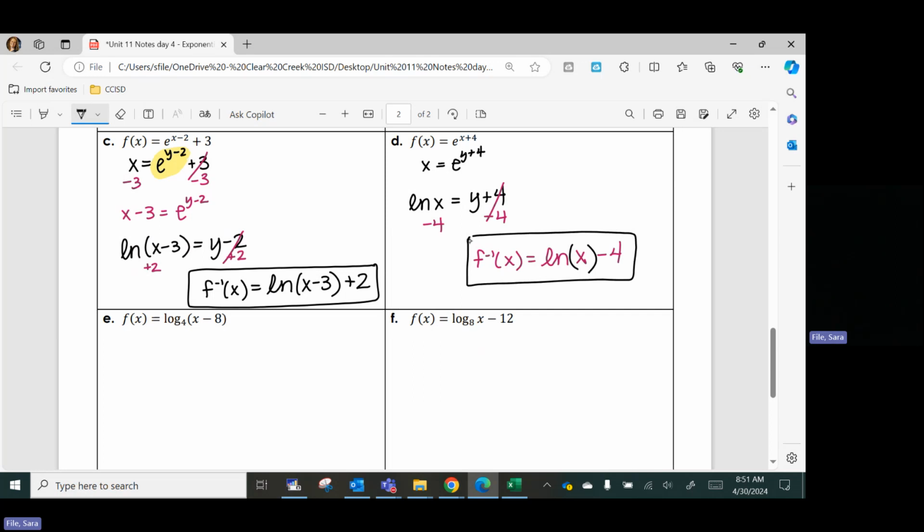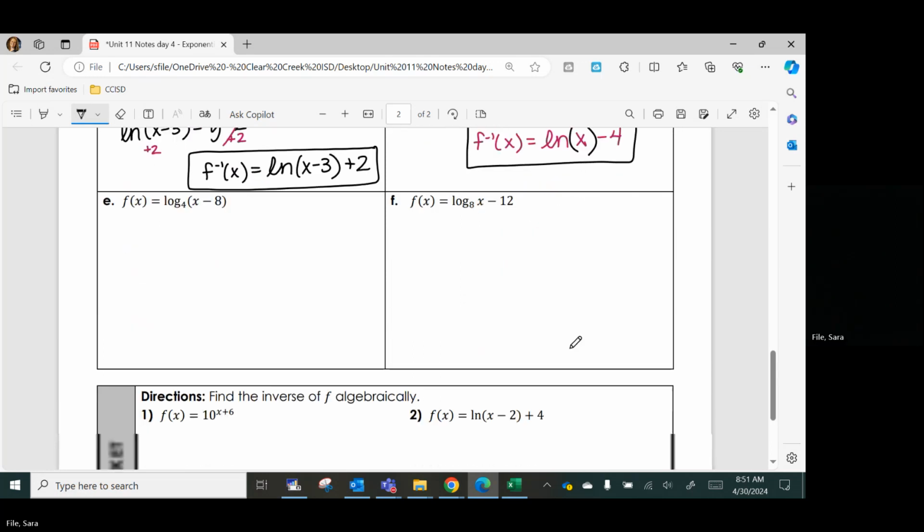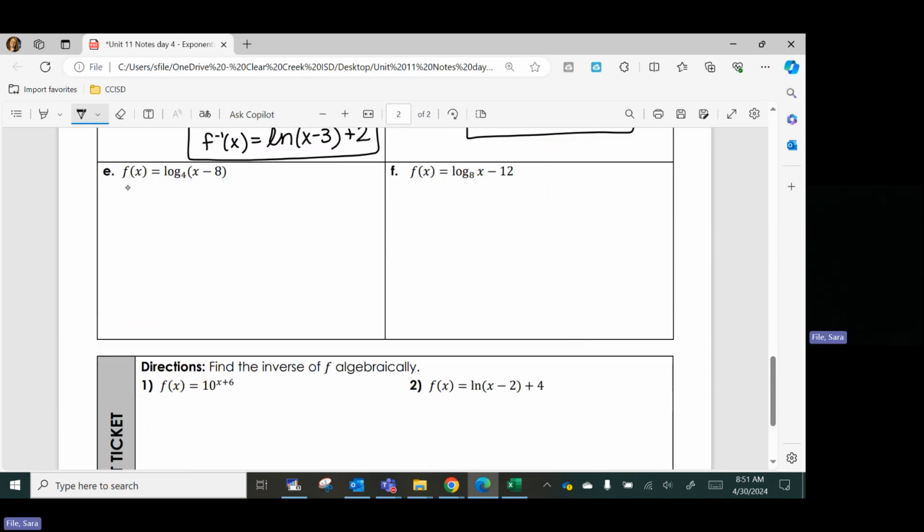Last couple, and then you'll give it a shot on your own. We've got a log base 4. We're going to switch the x and y here.